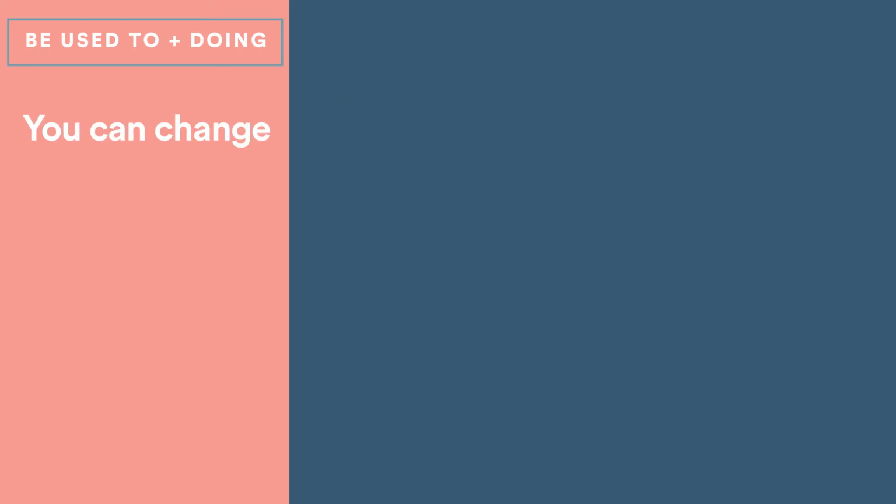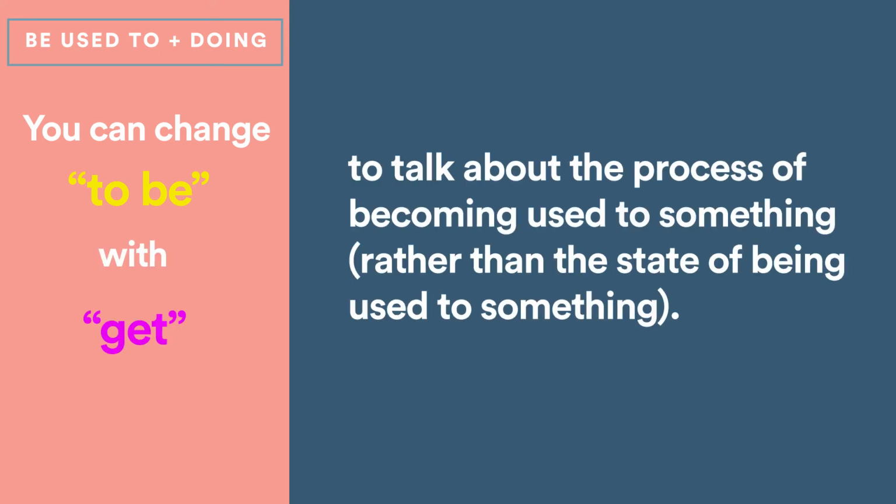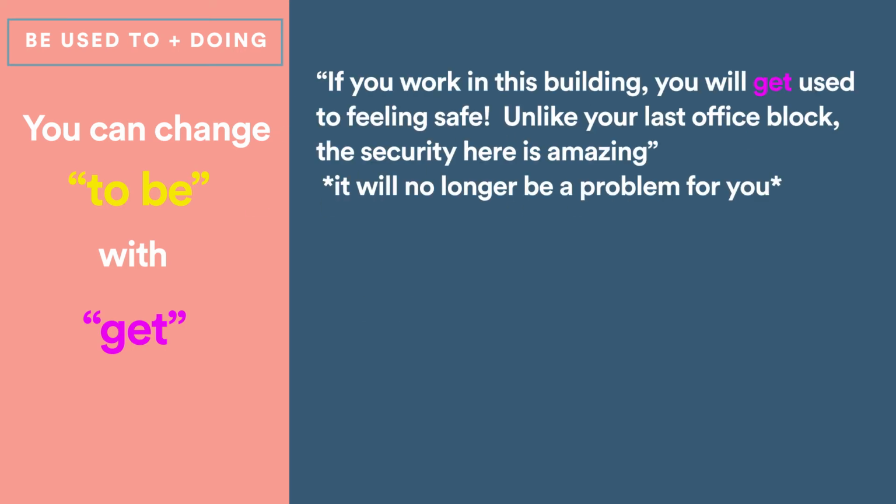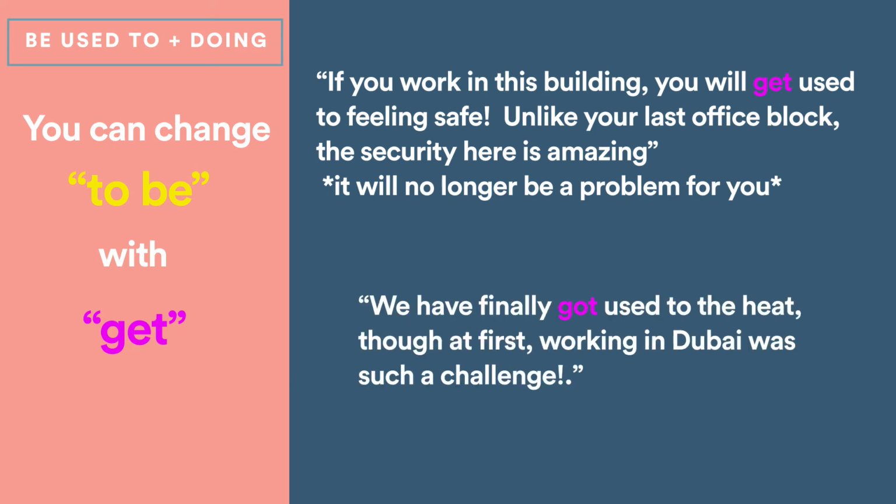You can change the verb to be with the verb get to talk about the process of becoming used to something rather than the state of being used to something. If you work in this building, you will get used to feeling safe. Unlike your last office block, the security here is amazing. That's to say, it will no longer be a problem for you. We have finally got used to the heat, though at first working in Dubai was such a challenge.